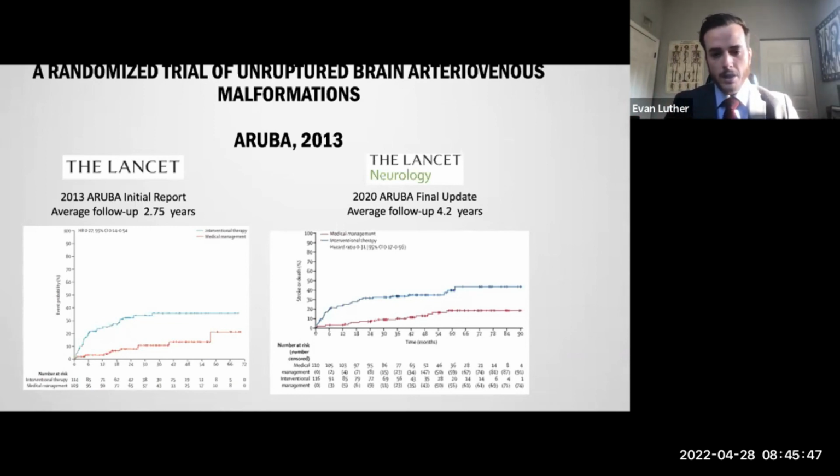So what they found in 2013 was that ARUBA was prematurely halted because an interim analysis found that medical therapy alone, meaning the observation group, resulted in less death and symptomatic stroke than the interventional therapy for these patients. At this point, average follow-up was less than 3 years, so 2.75 years. In 2020, the final ARUBA analysis continued to demonstrate better outcomes with the medical management alone. And at that point, the follow-up was about 4 years.